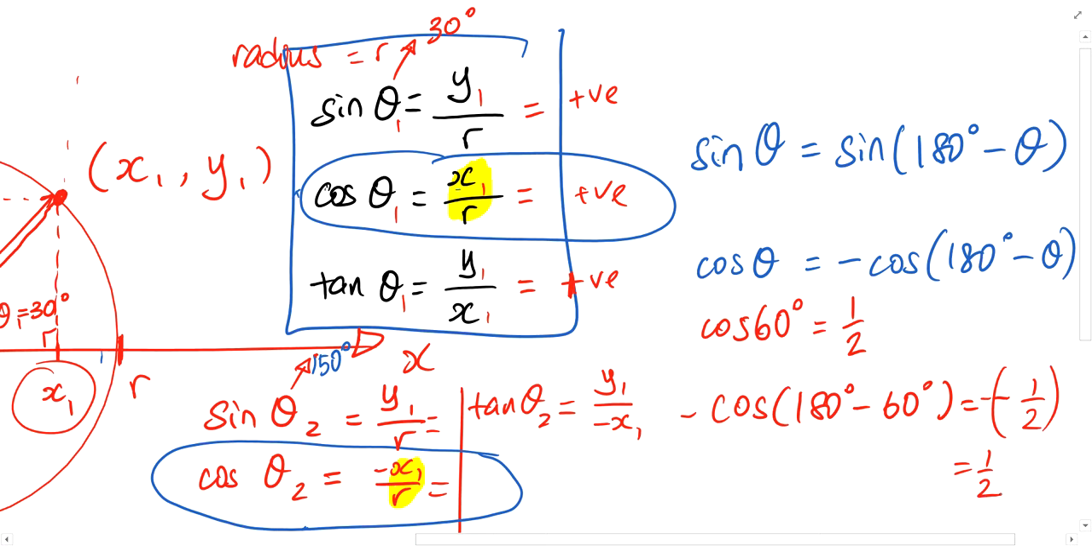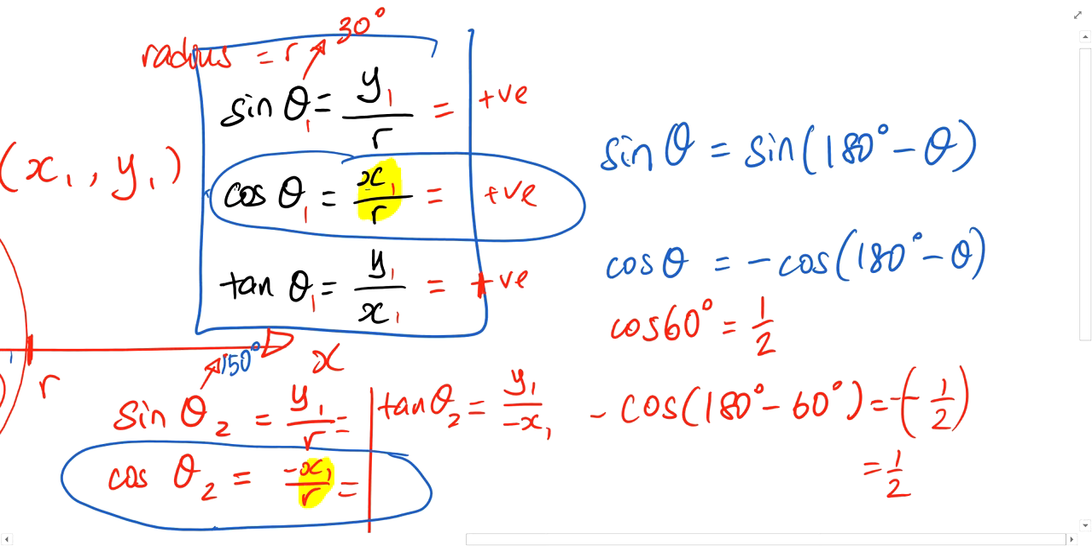So now we have just proven that there is a relationship again. Cosine theta is negative cosine of 180 degrees minus theta. Flip to your textbook, page 12.